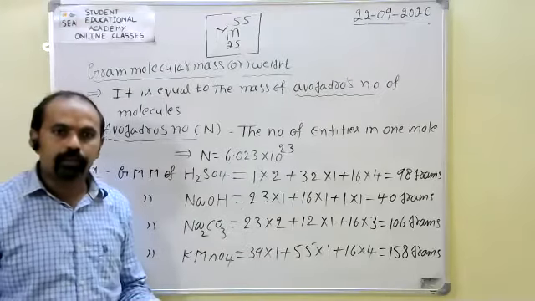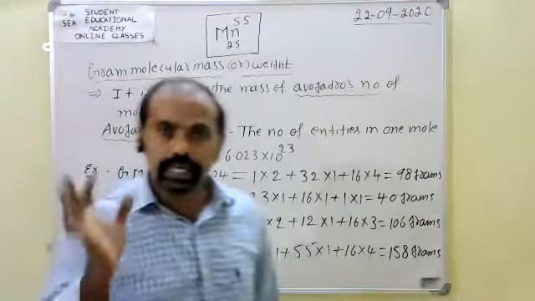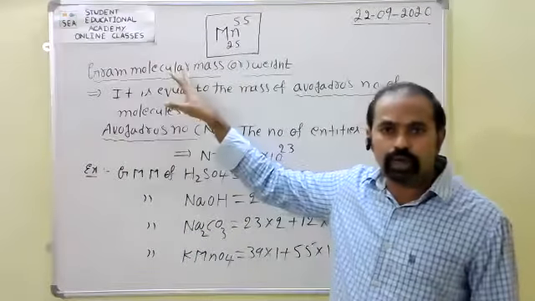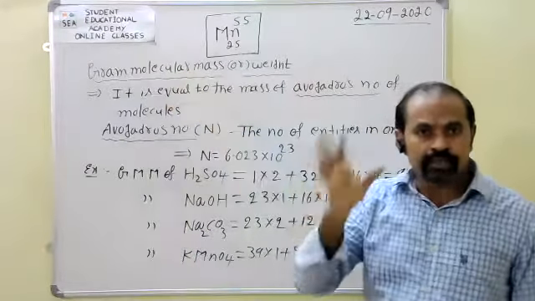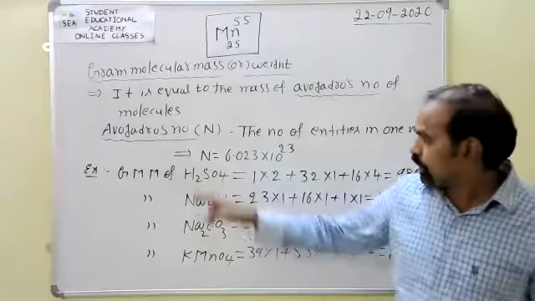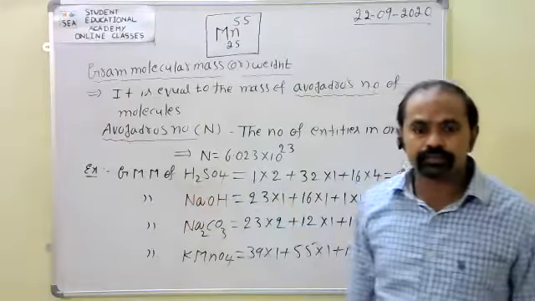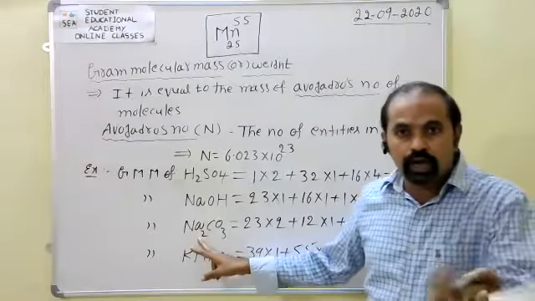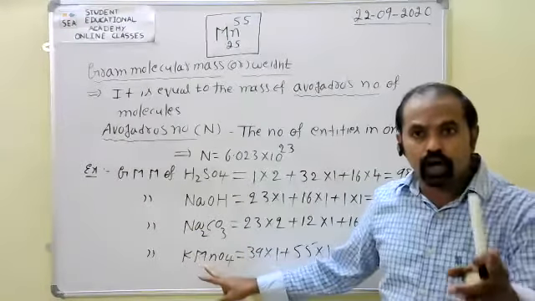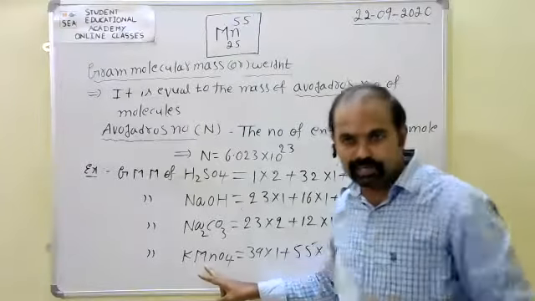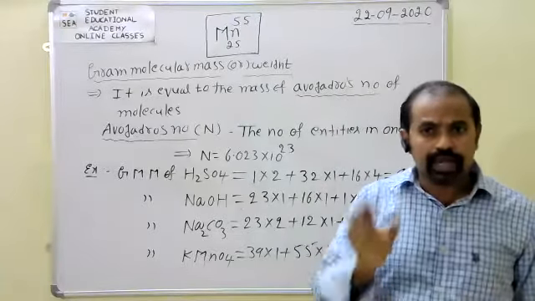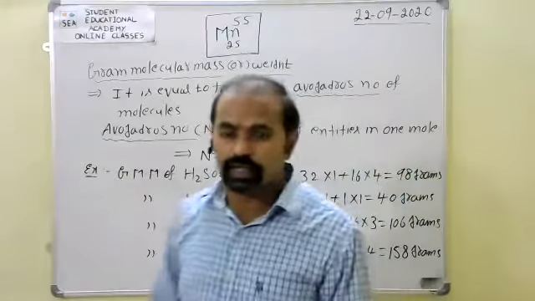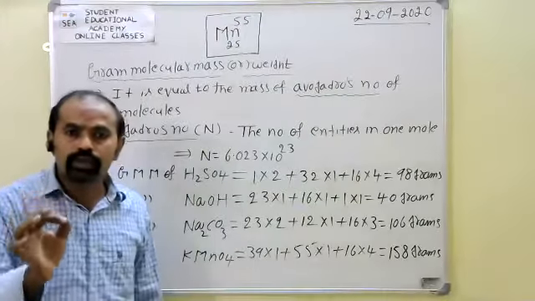So if any type of chemical substance is given, we calculate the gram molecular mass by the same method only. It may be an acid, a base, a salt, an oxidant or a reductant, whatever it is. We calculate by the same method and get the gram molecular mass or gram molecular weight.